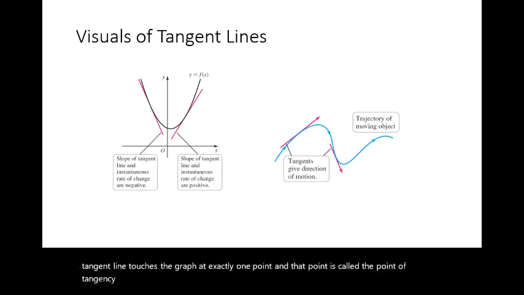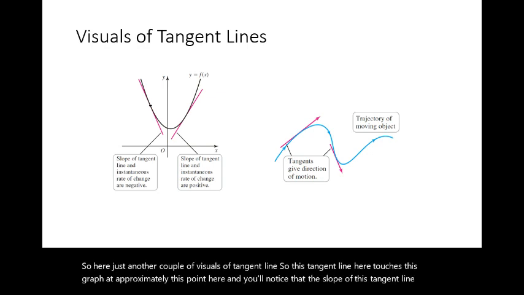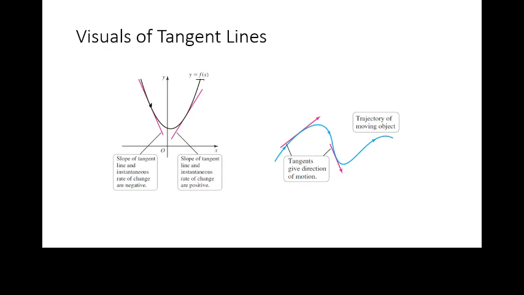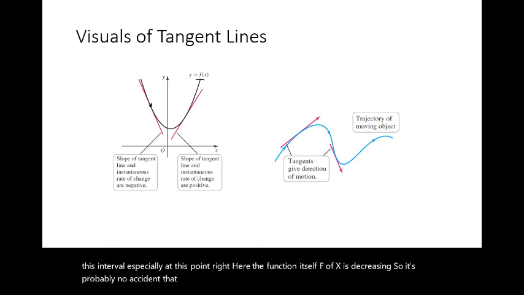Here are another couple of visuals of tangent lines. This tangent line touches this graph at approximately this point here, and you'll notice that the slope of this tangent line is negative. If you take a look at the original function, which is this parabola-looking thing, especially at this point right here, the function itself, f of x, is decreasing. So it's probably no accident that the slope of the tangent line here is negative.